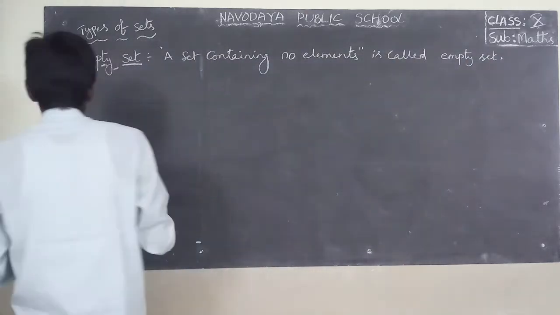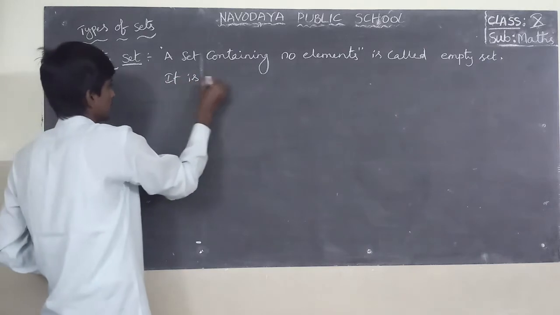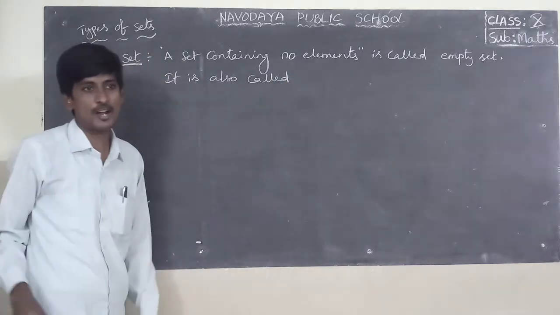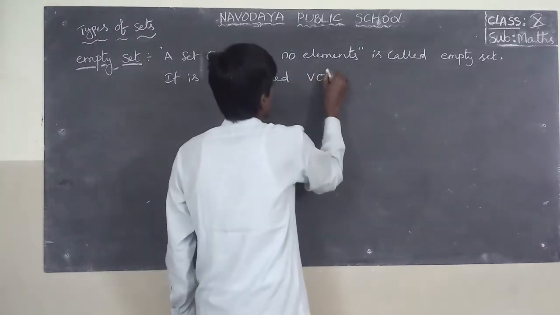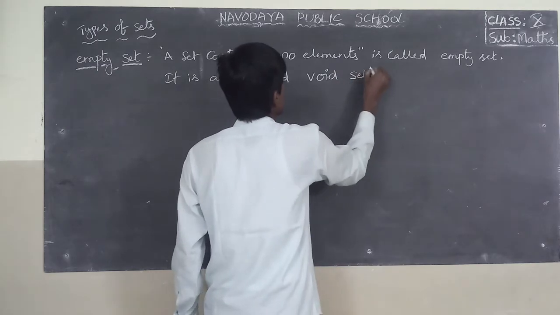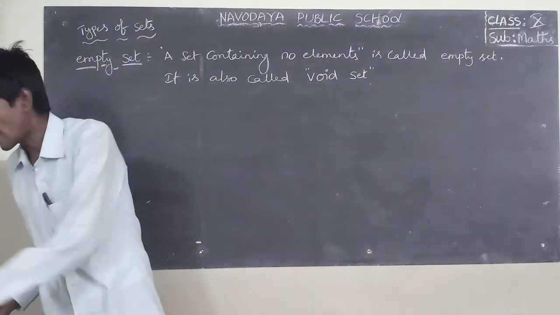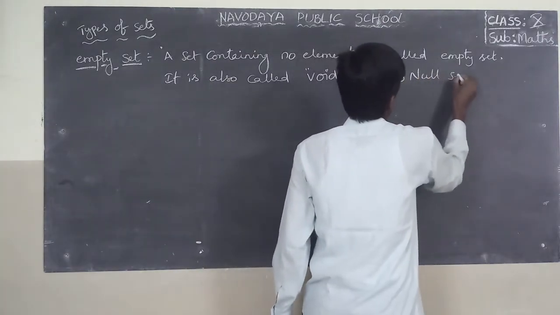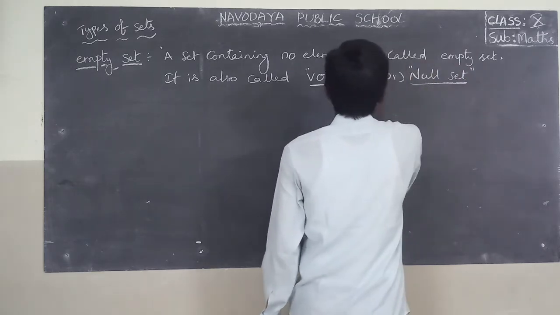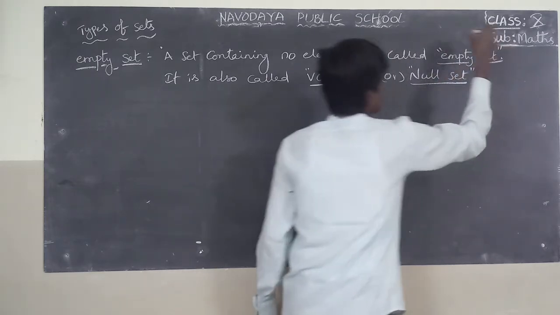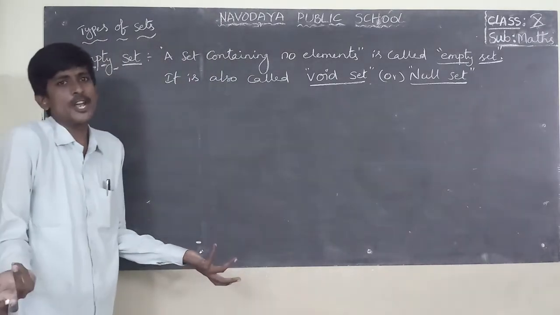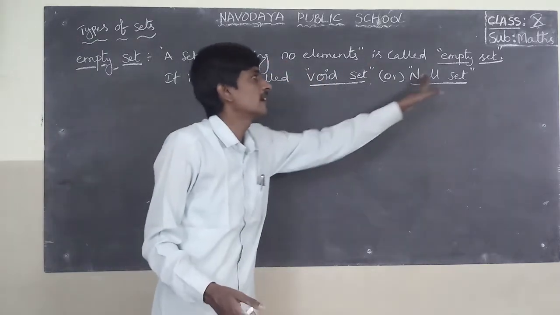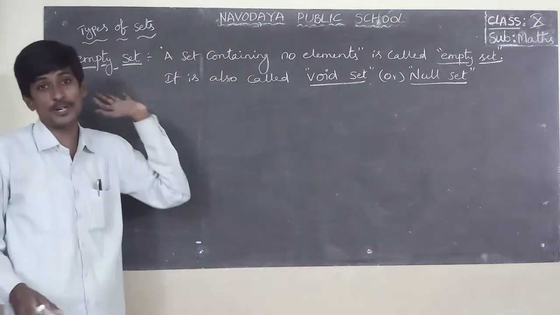It is also called a void set or null set. Empty means there are no elements. That is called an empty set. An empty set is also called a void set or null set. It is a very important set.